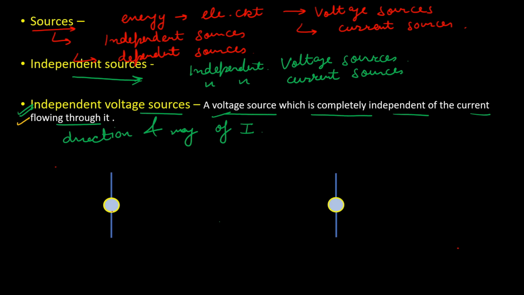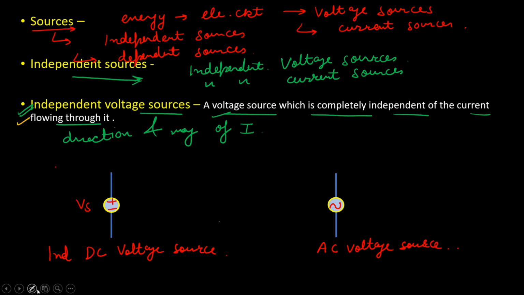It is represented by a circle. Let's say if the magnitude of the voltage is constant and it is independent of the value and the direction of the current, then we can term it as an independent DC voltage source. And if the value of the voltage is constantly alternating or changing with respect to time, then we can say it is an AC voltage source. And this is your direction of current. In this case, the current is in the opposite direction.